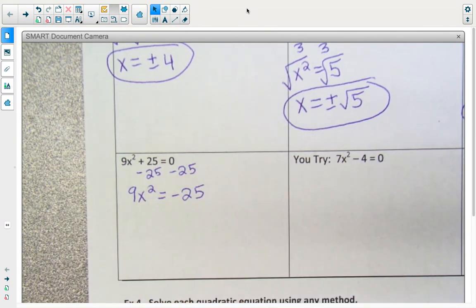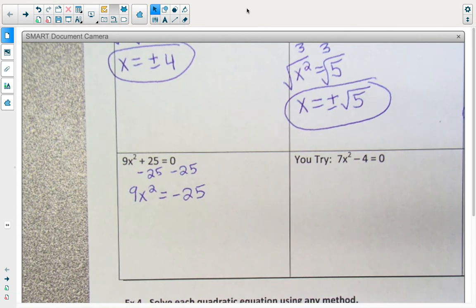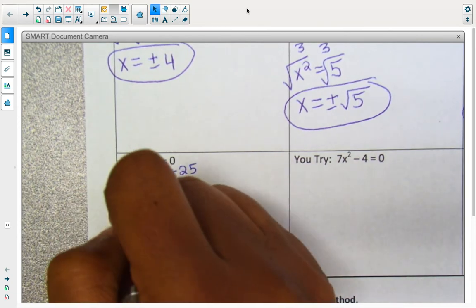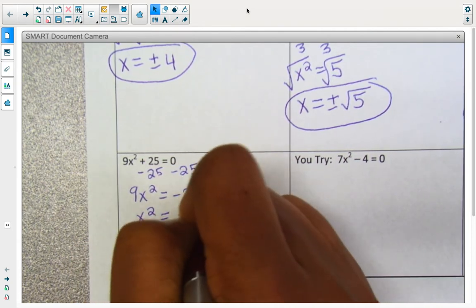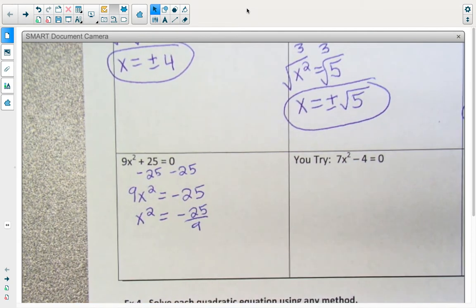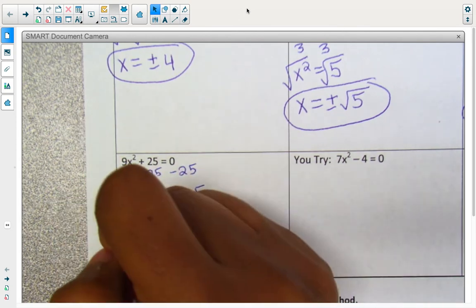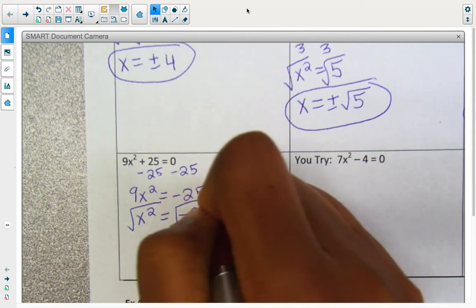So 9x squared equals negative 25. The opposite of multiplying by 9 is to divide by 9. So x squared equals negative 25 over 9. Okay, now we need to take the square root of both sides. So the opposite of squaring something is to take the square root. So we're going to square root this side and square root this side.